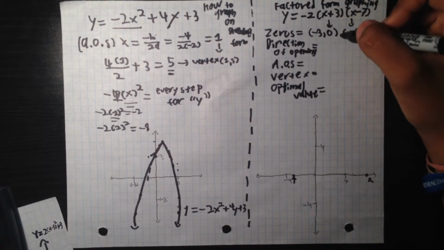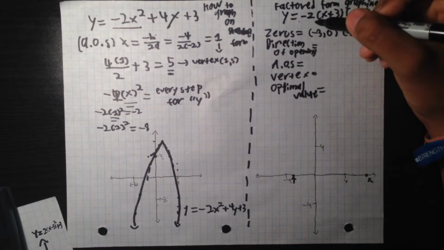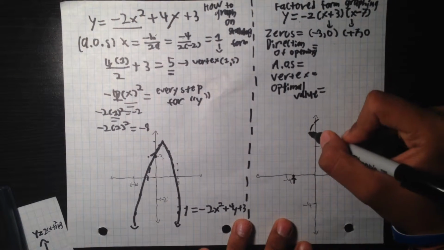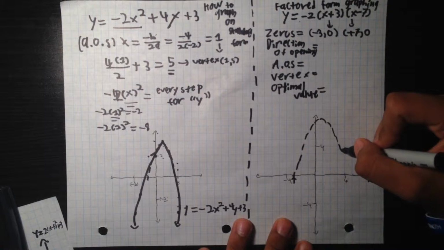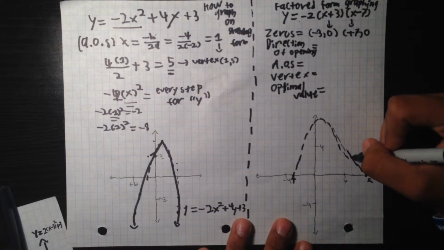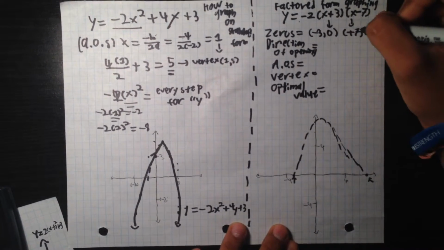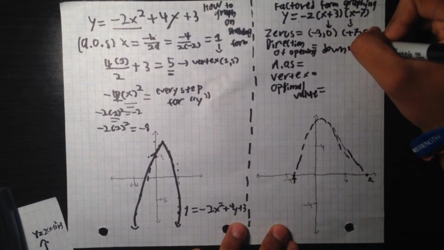So now we have to find the direction of opening. As I said, look up here at the A value. If it's negative, it opens downwards; positive, upwards. Opening downwards. If you want, you could give yourself a little bit of an idea. As you see, we don't know where our vertex is yet. We're just giving ourselves a little bit of an idea of where our vertex is from the x-intercepts. So now we have found that the direction of opening is downward. Let's just answer that too.